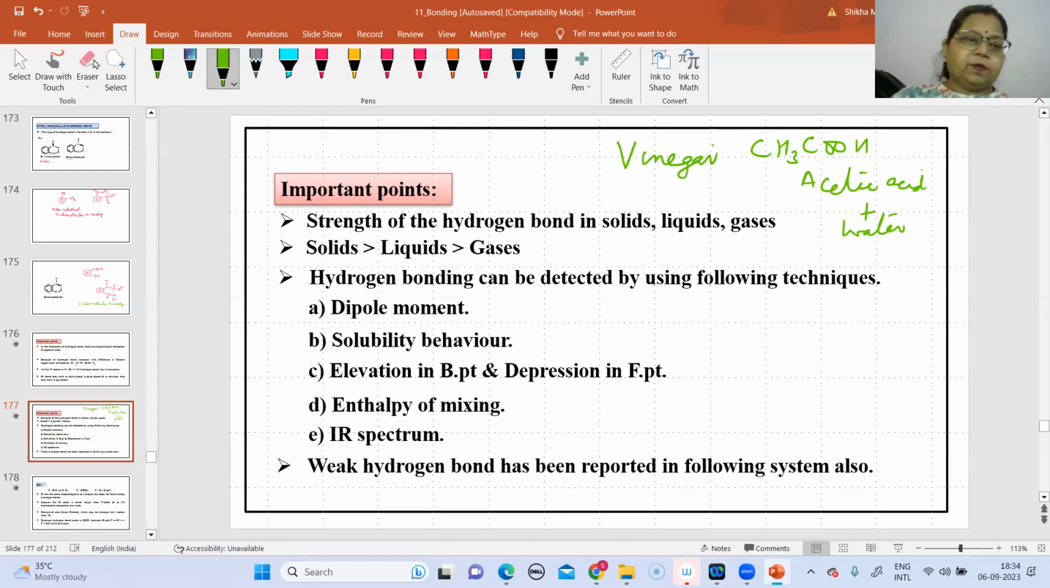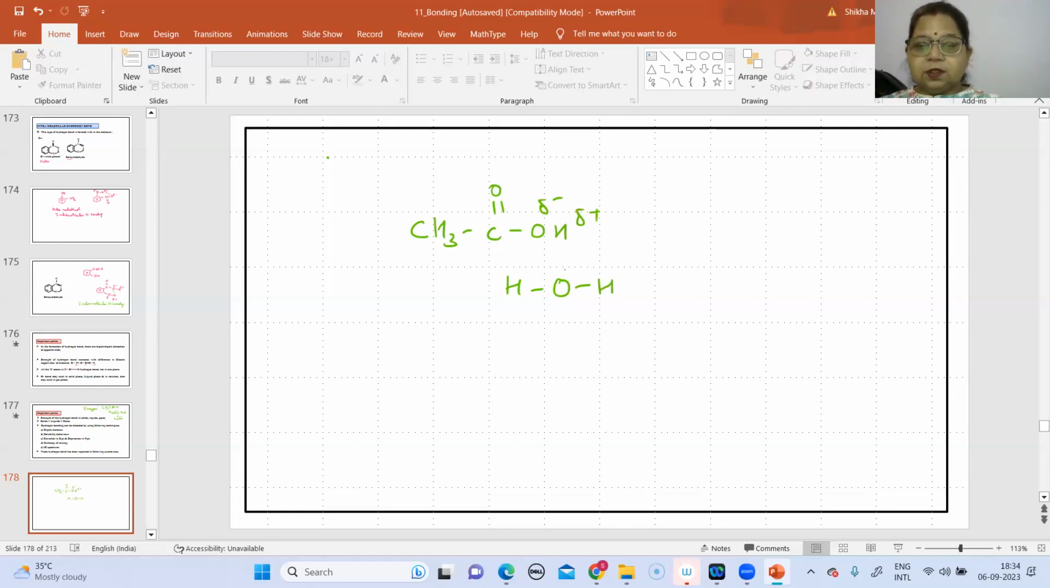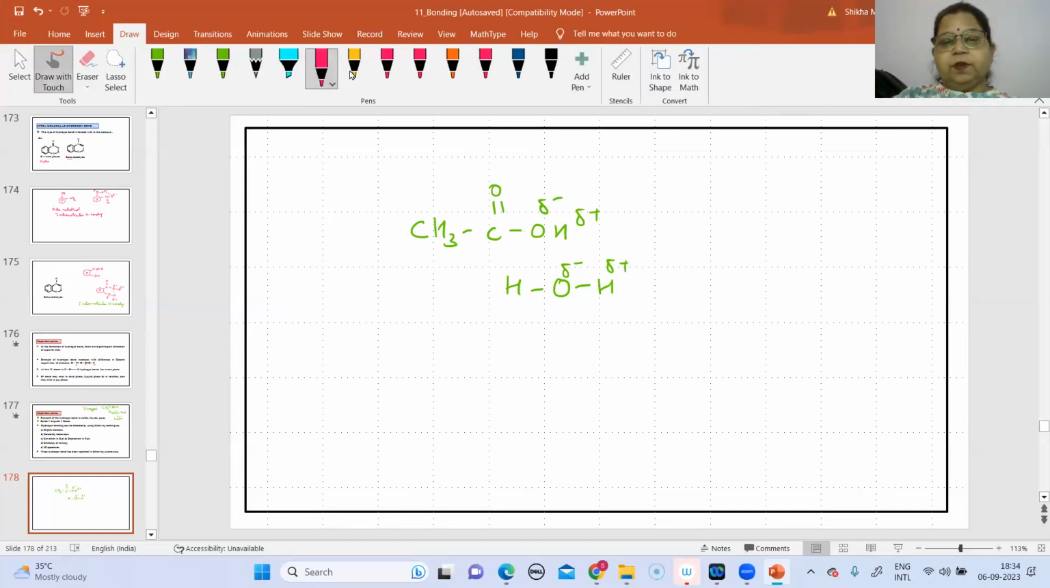Just for the sake of understanding, we can draw the hydrogen bonds in acetic acid like this. This is CH3, C double bond O, OH. And then we can draw water, H, O, H. Oxygen is negative, this is positive. This is negative, this is positive. So what will happen here? The hydrogen bonds will be formed between H plus of, let's say, acetic acid present in the vinegar and oxygen, right?